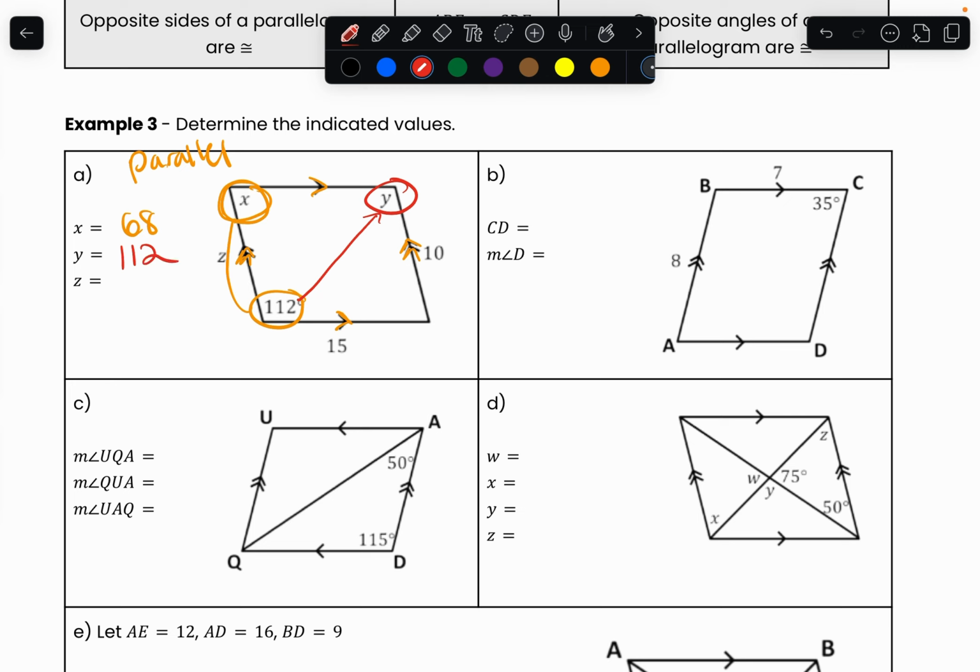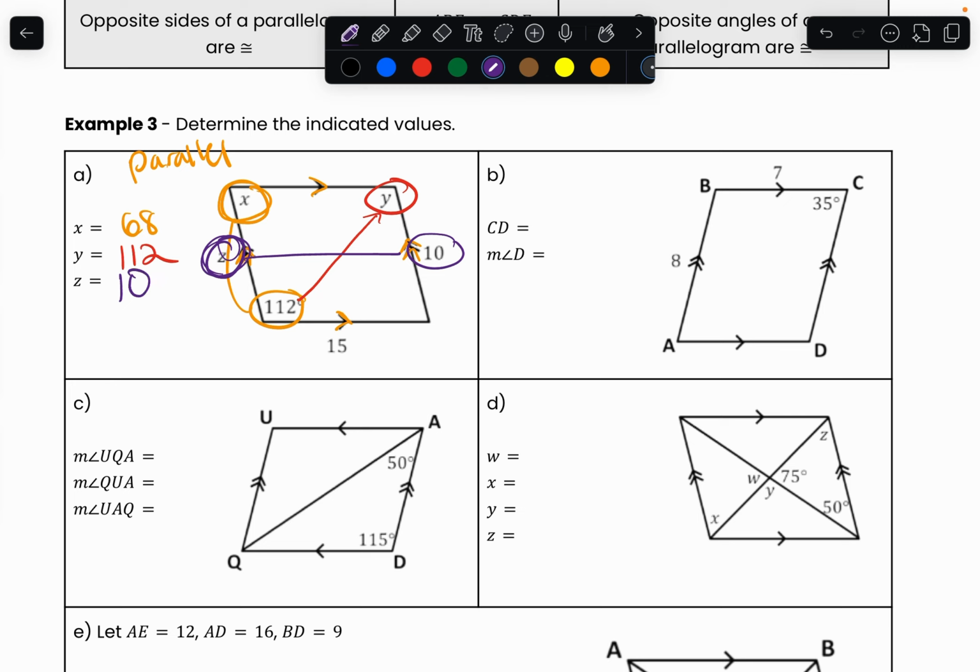Let's look at how to find z. Well, z is right here. We know opposite sides of a parallelogram are going to be congruent. So therefore, to find z, we just look at its opposite side, which is right here. So this means z here will be 10.